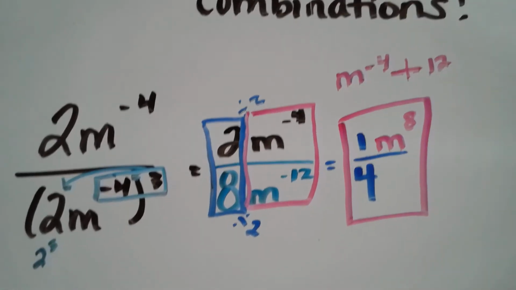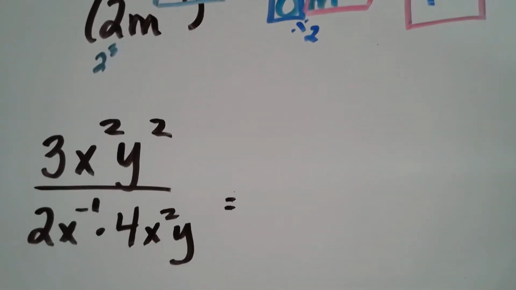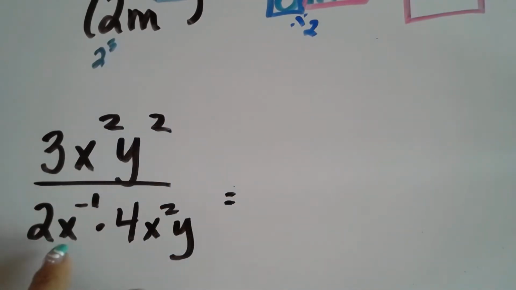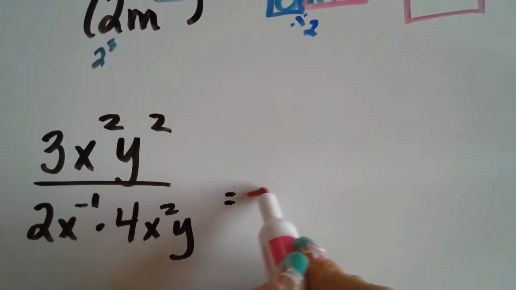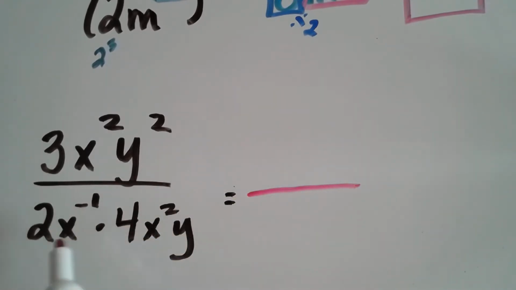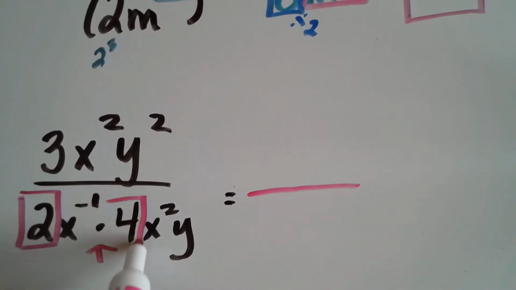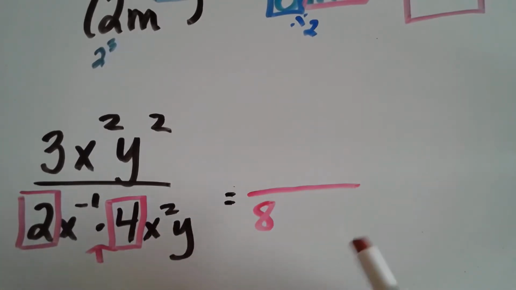Now let's go ahead and look at another example. So we have 3x squared y squared over 2x to the -1 times 4x squared y. Okay, so I'm looking at this one, and I realize I've got a lot more going on in our denominator. We've got some multiplication going on, so we need to clean this up and take care of this. So let's look at our coefficients. We have 2 and we have 4, and we're multiplying. So 2 times 4 is 8.